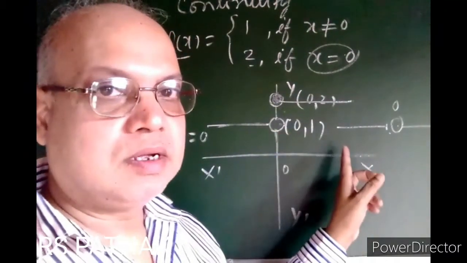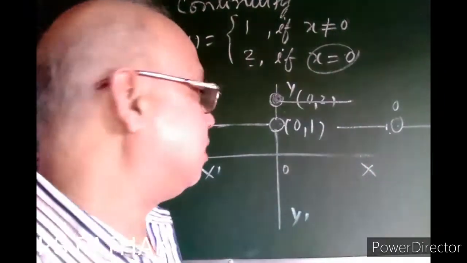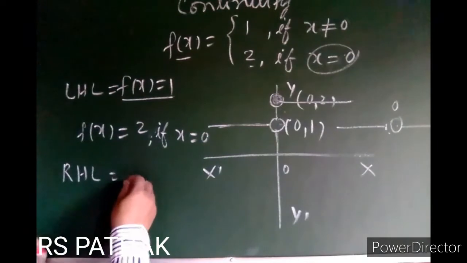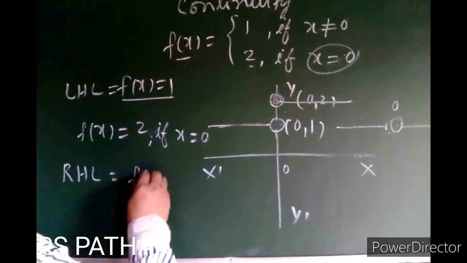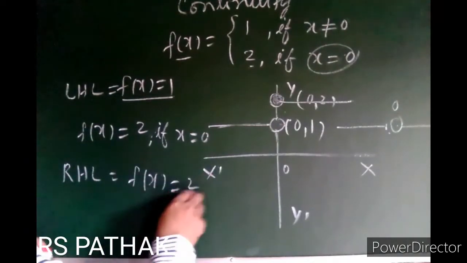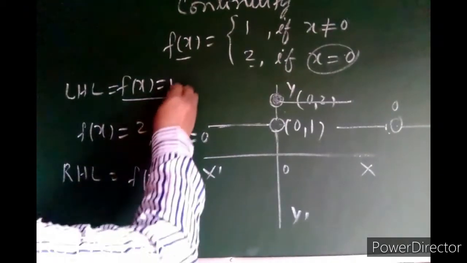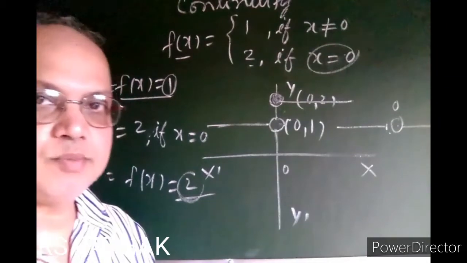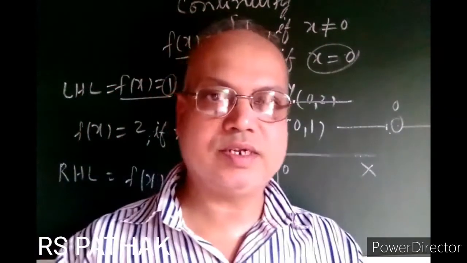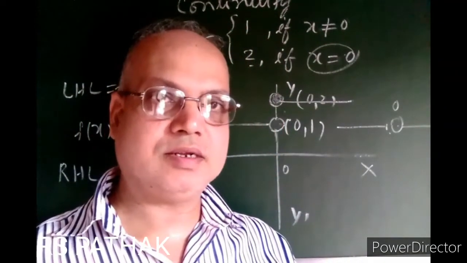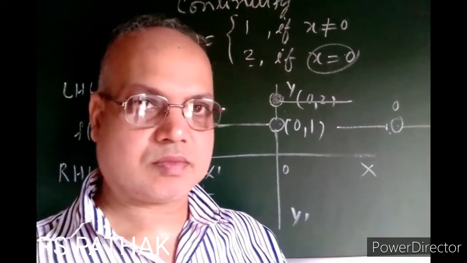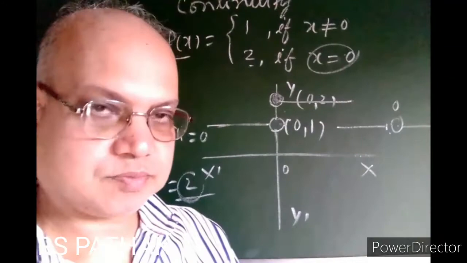This will be the right hand limit. The right hand limit is the value of the function f(x), which is 2. Here you are seeing that the left hand limit is 1 and the right hand limit is 2. Both the limits are not equal, they do not coincide with each other. Therefore, this function is not continuous at x equal to 0.